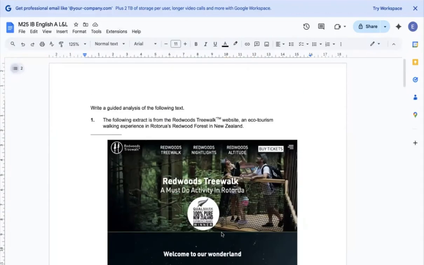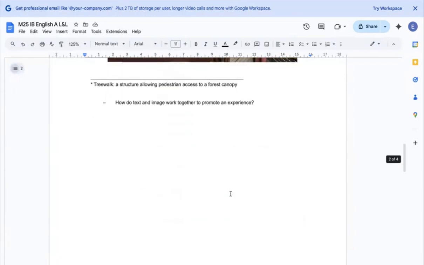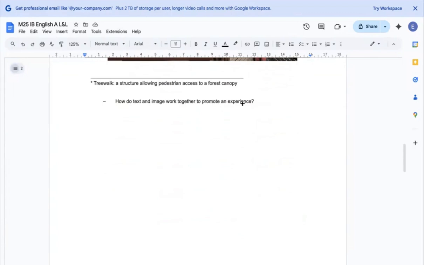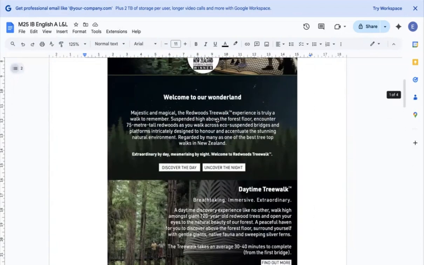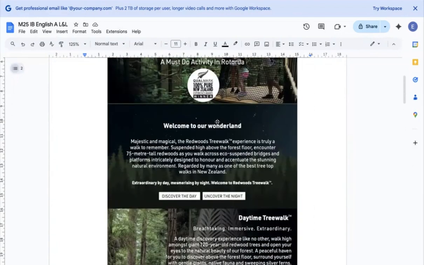All right, what do you do when you are given a random extract like this? First, you check the instruction and then the guiding question. It seems not so tricky. Next is to read the detail of the given extract. And after that, you plan your essay with 3 to 4 main ideas, right?